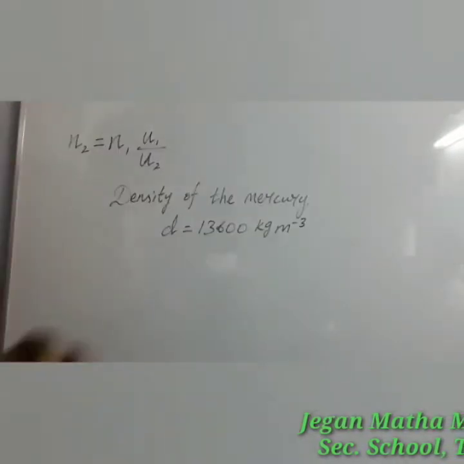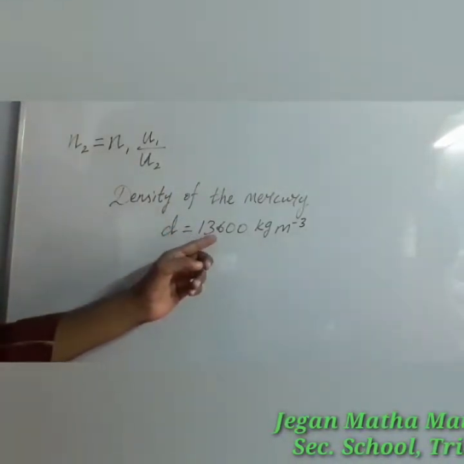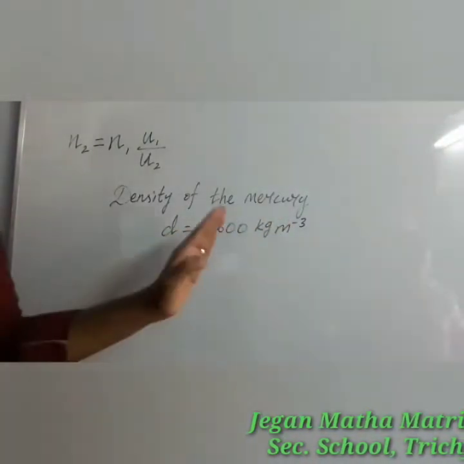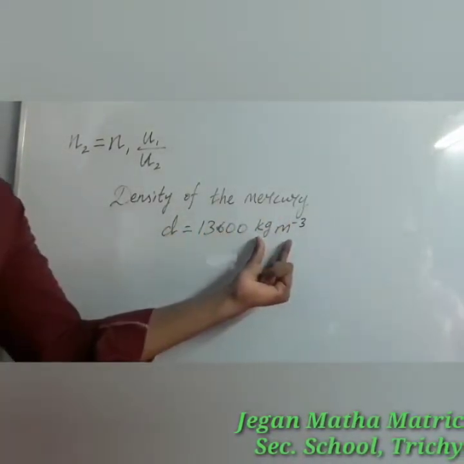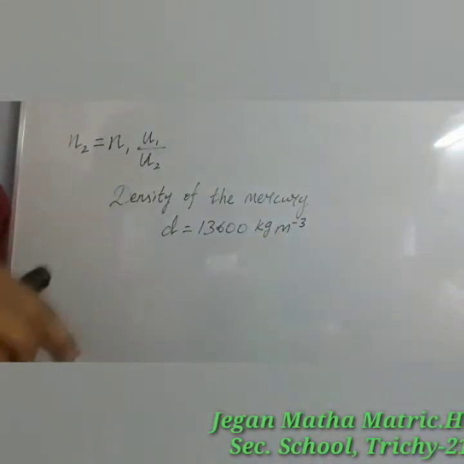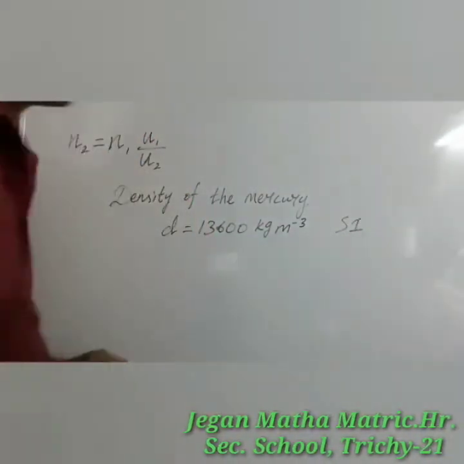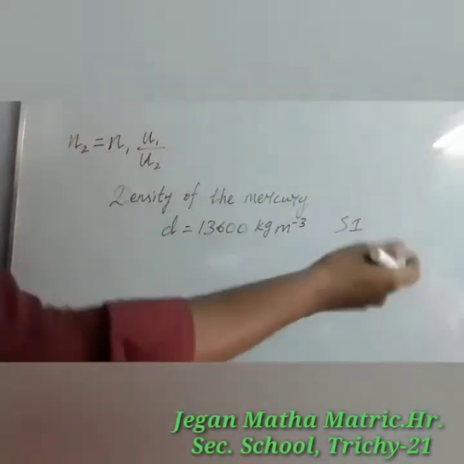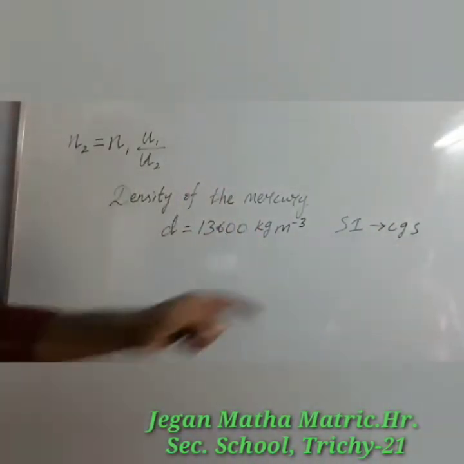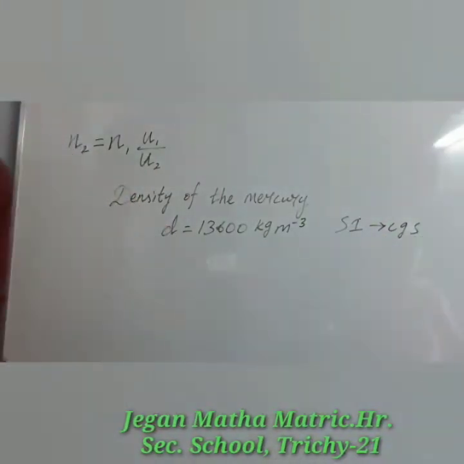Let us take the density of mercury. What is the value of the density of mercury? 13,600 kilogram per meter cube. Here, what is the system of units we have used? Kilogram, meter. That is nothing but the MKS system, so simply said, it is in SI units. Now that has to be converted into the CGS system. CGS system is nothing but centimeter gram second, so in that system, centimeter, gram, second are to be used.